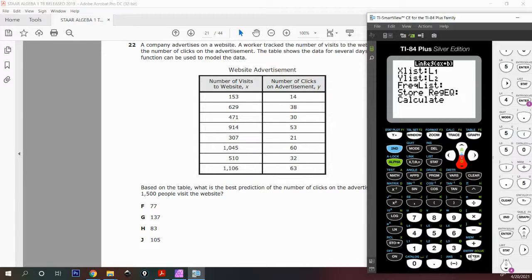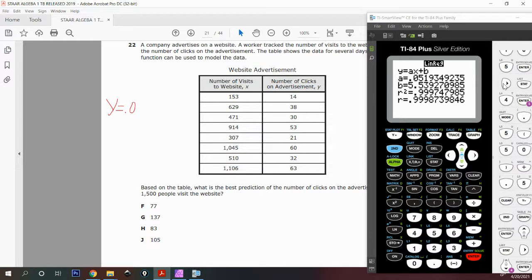And I'm going to tell it to calculate, and it's going to give me an equation. My equation is basically going to be y equals. This is going to be my slope, so we're going to call that 0.052x. And then plus, let's call it 5.539. How about that?